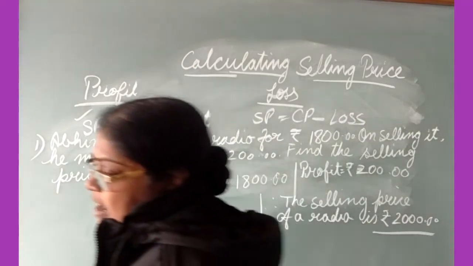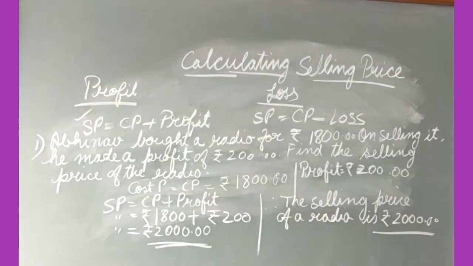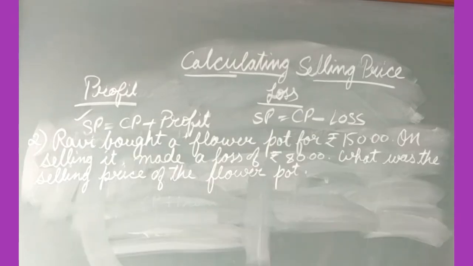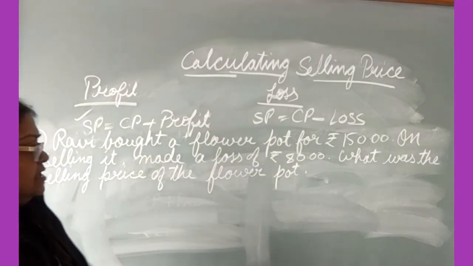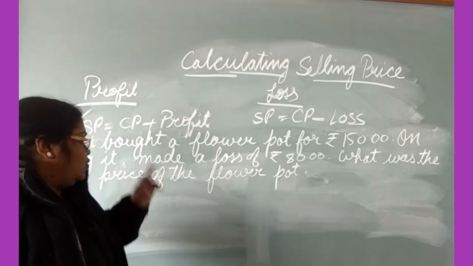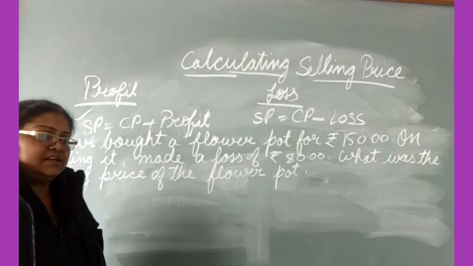Clear? Now one more question I will show you, when loss will be there. So the second question now I will write and show. Students, the second question is: Ravi bought a flower pot for rupees 150. On selling it, he made a loss of rupees 80. What was the selling price of the flower pot?